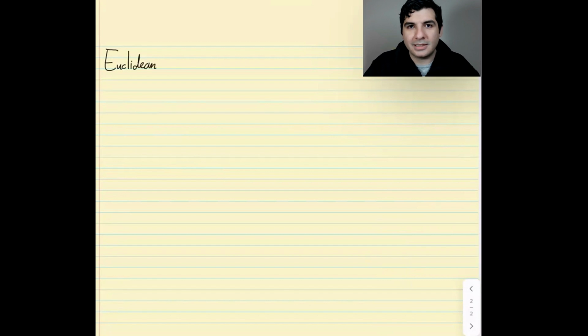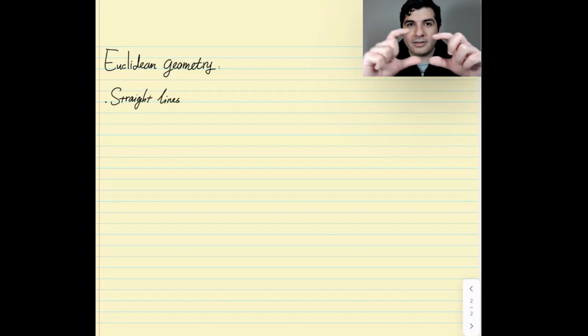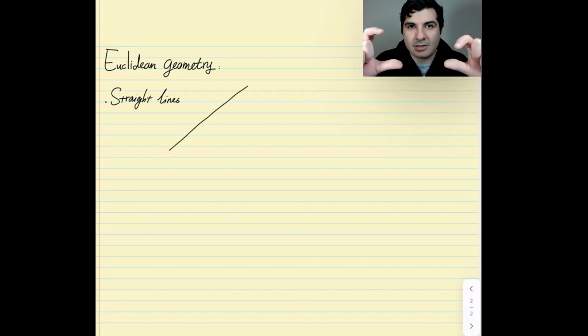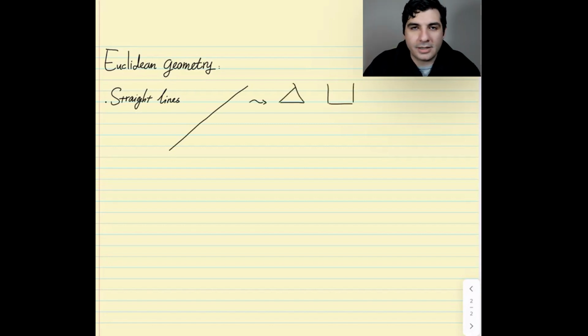I guess some of us learned Euclidean geometry in high school. Let's do a quick review. What is the main kind of object, the main hero of Euclidean geometry? I would say straight lines. Straight lines are essential in Euclidean geometry. We use bits and segments of straight lines to construct most of the objects in Euclidean geometry, right? Like triangles, squares, rectangles, etc.